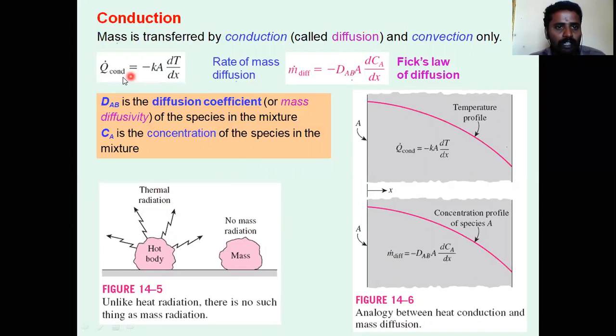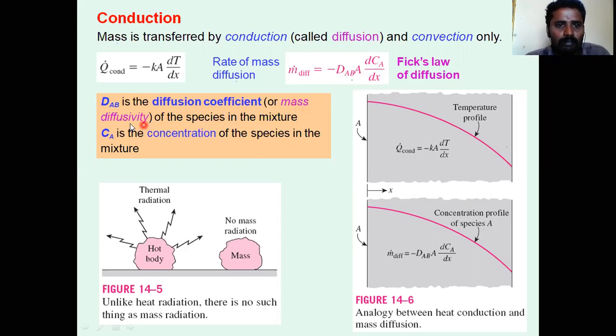In heat transfer, Q conduction is equal to minus kA dT by dx. What do we mean by k? It is the thermal conductivity, derived from Fourier's law of heat conduction. For mass transfer, the rate of mass diffusion is m diffusion equal to minus D_AB A dC_A by dx. dC_A is the concentration difference, and dx is the thickness of the particular species. Here D_AB is the diffusion coefficient.